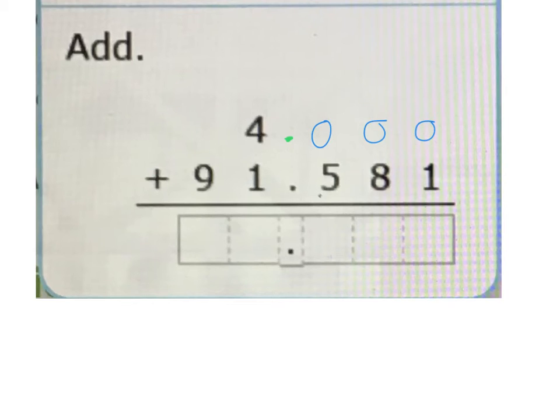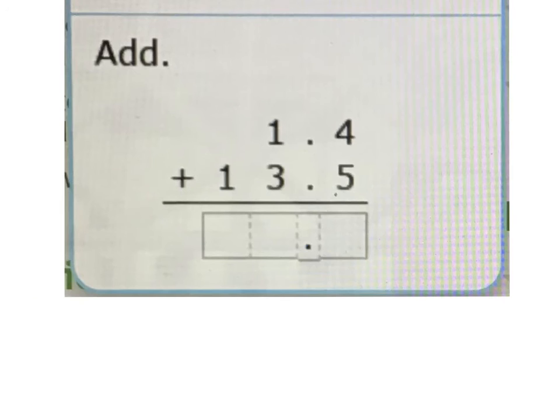0 plus 1 is 1. 0 plus 8 is 8. 0 plus 5 is 5. Decimal is there. Love it. 4 plus 1 is 5. And 9 plus nothing is 9. Same thing, just working through our adding since our decimals are already lined up. 4 plus 5 is 9. Decimal's there. 1 plus 3 is 4. And 1 plus nothing is 1. Answer 14 and 9/10.